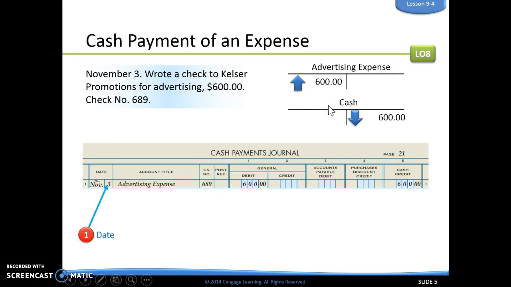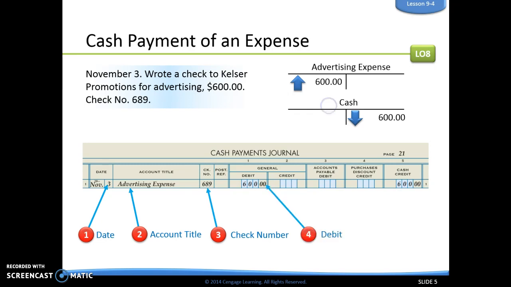So we're going to start with our date. In this case, we're debiting our expense account, advertising expense, for $600, and we're crediting cash for $600. And then we're going to write in our check number. Notice we're not going to put a C for check here. We're simply going to write 689 because this column is already labeled as check number.